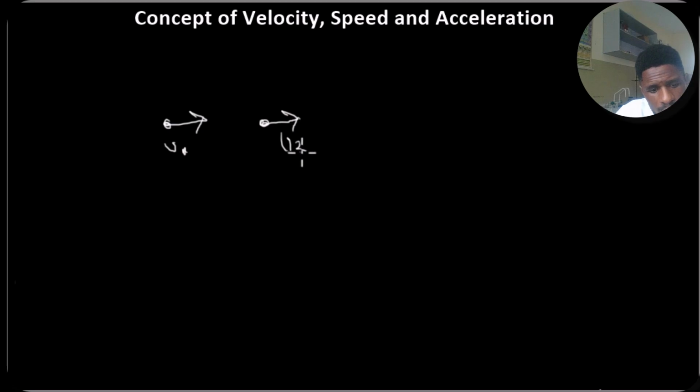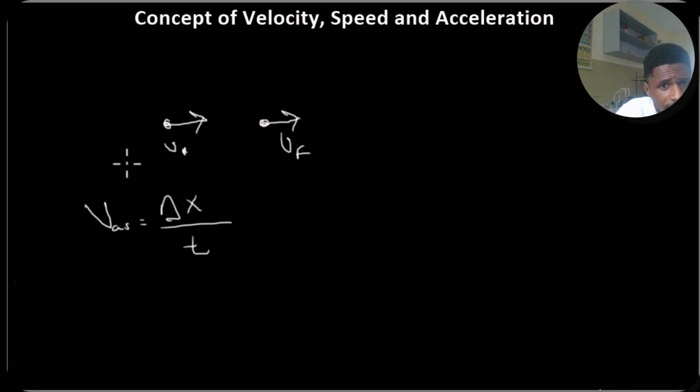Okay, so let me not use v2. Let's use what we are familiar with, so vi and vf. Now, if I were to find the average velocity in this particular motion, of course, it won't be possible because I know that for me to get my average velocity, I need my change in position or displacement. I need to divide it over time.